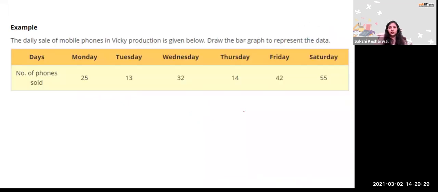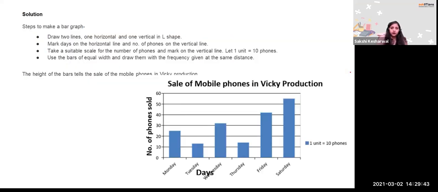Now you just see this, take an example. The daily sales of mobile phones in the week is given below. Draw the bar graph to represent the data. Now this is an important thing. Monday 25, Tuesday 13, Wednesday 32, Thursday, Friday, and so on, right? Now I don't have graph paper. Now you see what are the things that you have to take care of. There are steps written.